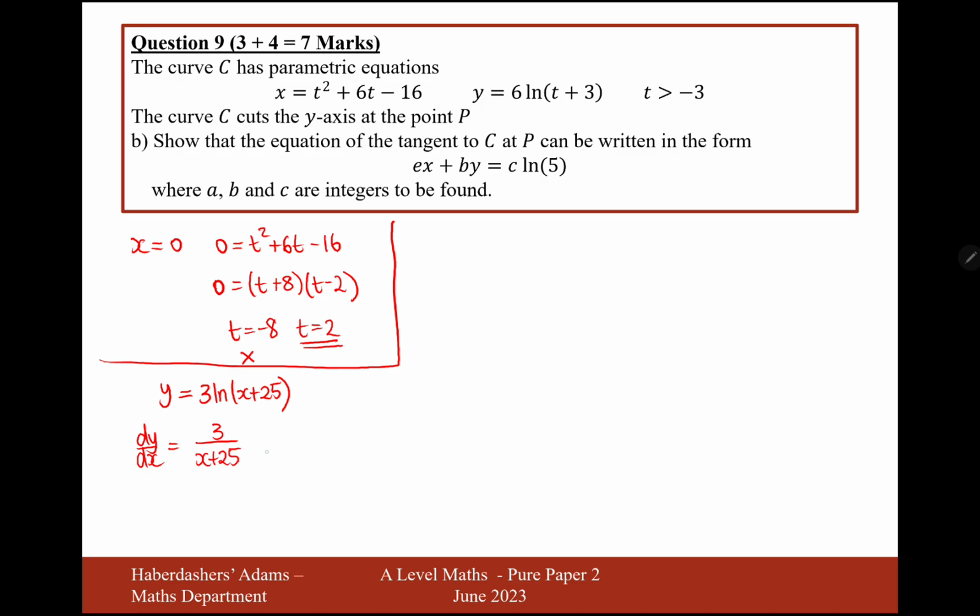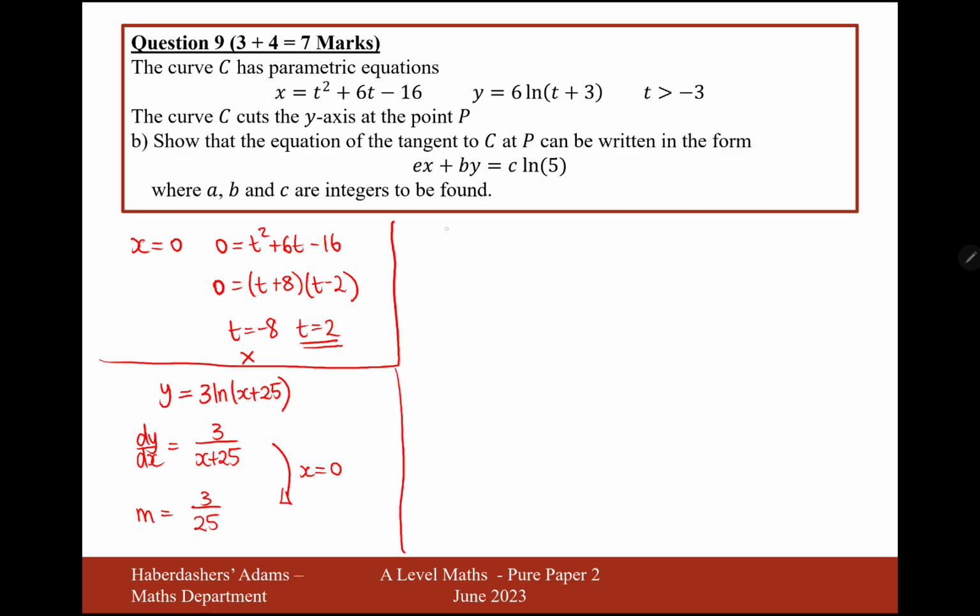And now we're going to substitute in t equals 2. But we know that this is going to happen when... we found t, I suppose we don't need t. We need x. x equals 0. So the gradient at this point is 3 over 25.